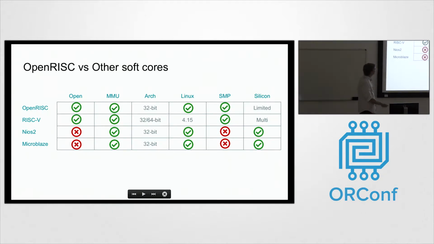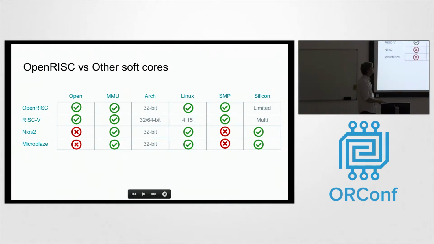The more important thing is the ISA. The ISA for MicroBlaze is open. The toolchains are all there. I don't know if you have to license it if you're using it, but anyway, the ISA is not open. But OpenRISC and RISC-V are very similar. They all have MMUs, they all run Linux. RISC-V is recent. It used to be said that RISC-V didn't have Linux support. Now it does as of 4.15, I believe.